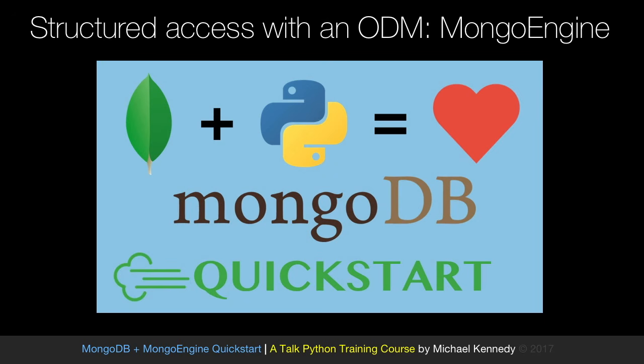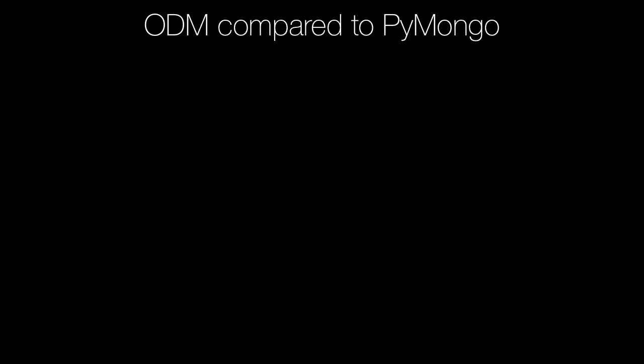It's time to write some code against MongoDB and connect to MongoDB. And we're going to do that with an ODM, an Object Document Mapper. If this term's new to you, think of an Object Relational Mapper like SQLAlchemy, but for document databases instead. So let's first compare this ODM style of programming against the most basic, lowest level way to interact with MongoDB from Python, called PyMongo.